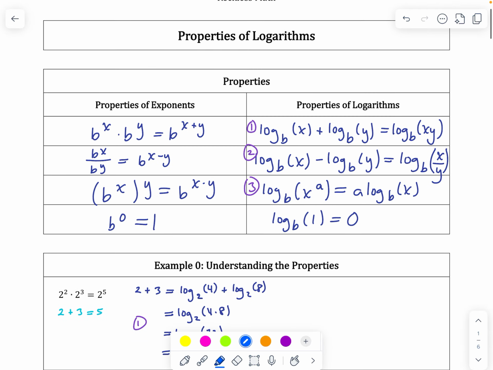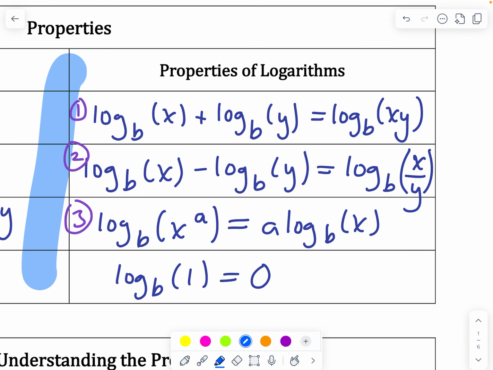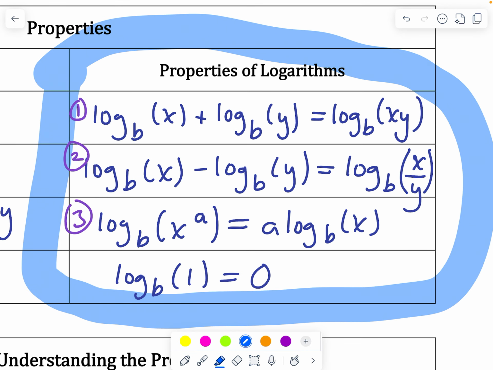Okay, so this is it right here. This is the lesson. These properties right here, this is what you want to be comfortable with. Memorize them if you have an exam on them.